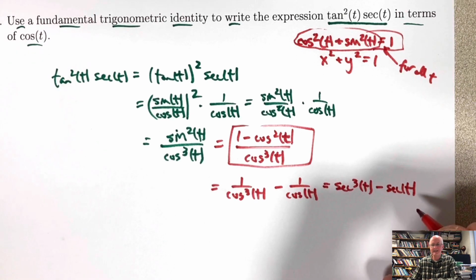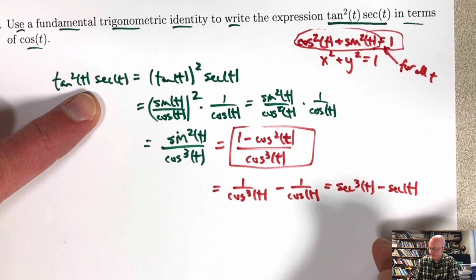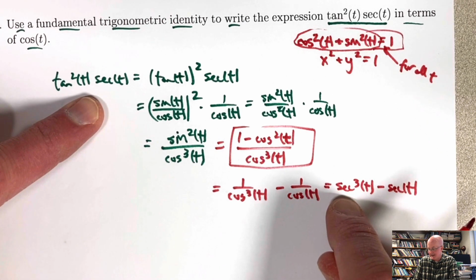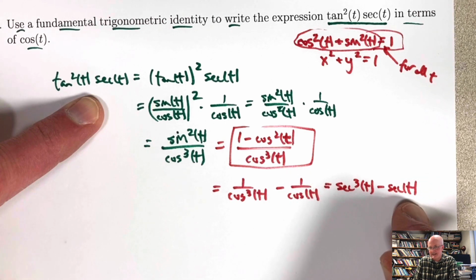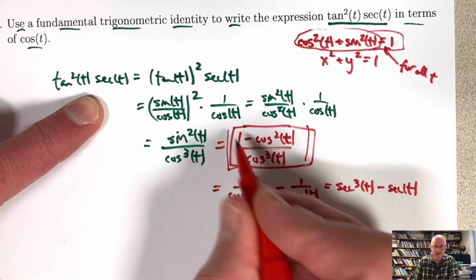So, kind of amazingly, it might seem, tangent squared t times secant of t ultimately can be written in terms of just secant as well: secant cubed t minus secant of t, in kind of an unexpected way. Kind of interesting. But that's not the point of this problem. The point is to write it in terms of cosine, and so that's probably the best answer right there.